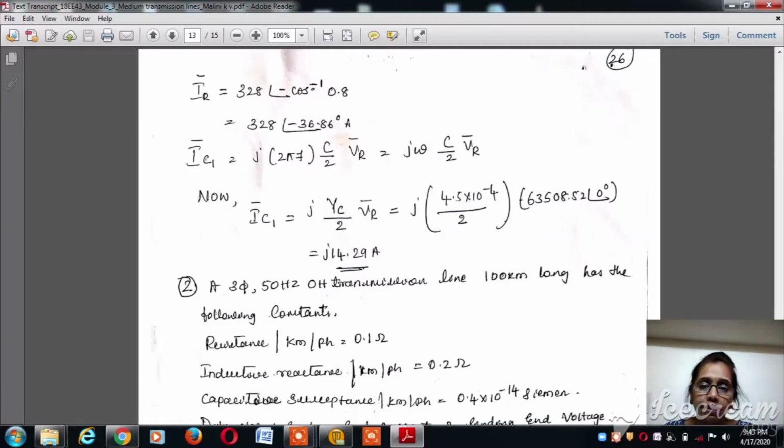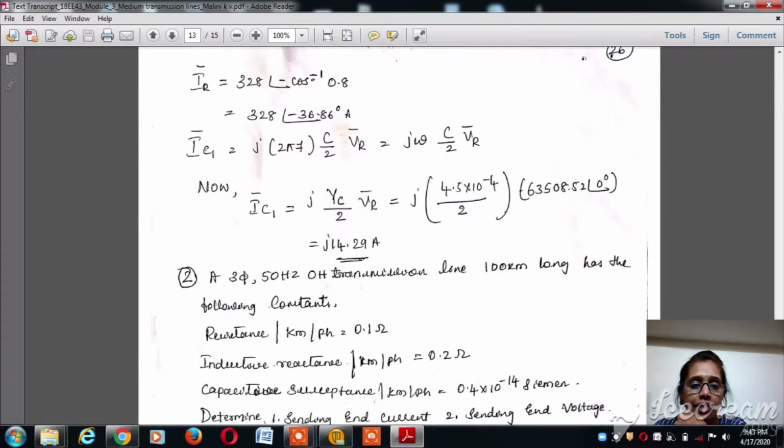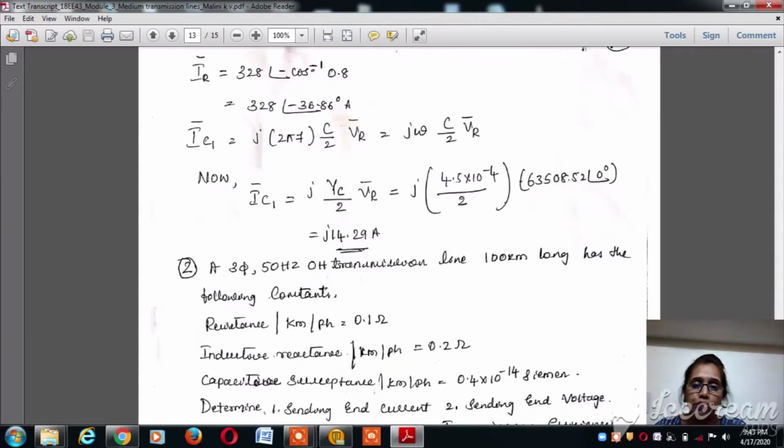So here J into 4.5 into 10 to the power minus 4, which is the admittance of the line, divided by 2, into VR, which is calculated as 63508.52 at an angle of 0 degrees. Now calculate the entire values, and we can conclude that IC1, the current flowing through the capacitance, is equal to J 14.29 amperes.